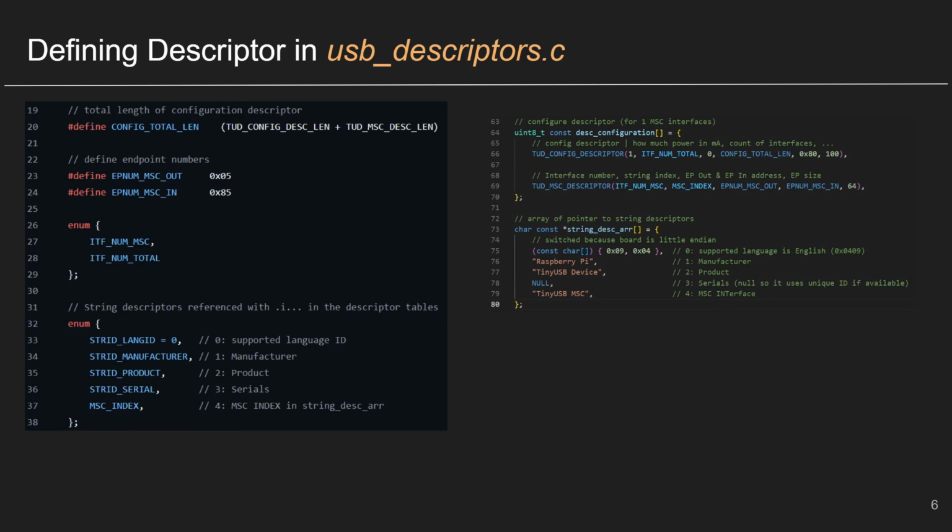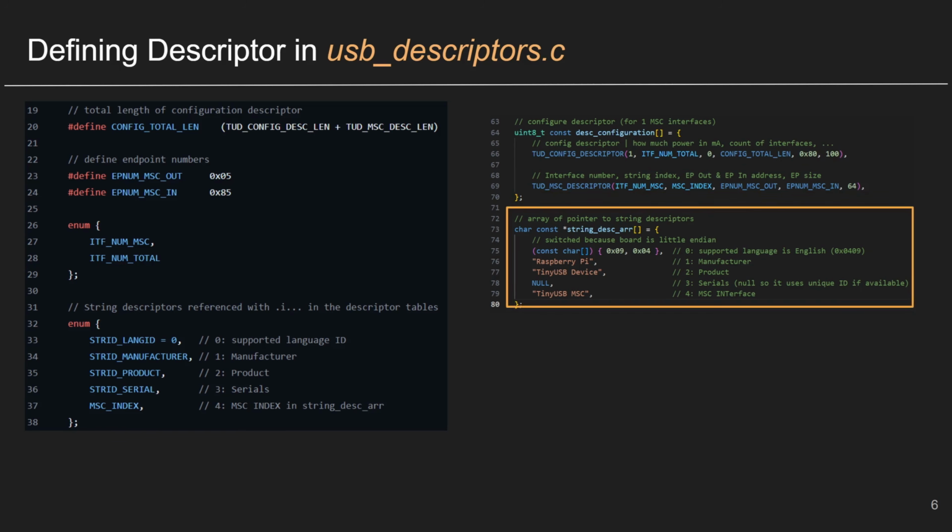And now the main part, the configuration descriptor. We add our MSC interface descriptor along with the default TUD config descriptor. Finally, let's look at the string descriptor. These are the names that show up under USB properties on the computer. We just add our interface, TinyUSB MSC, to the end.